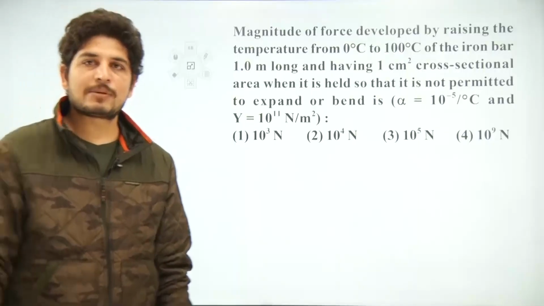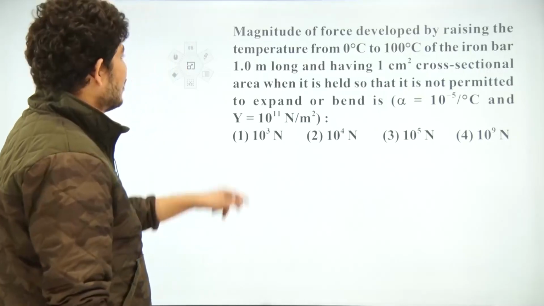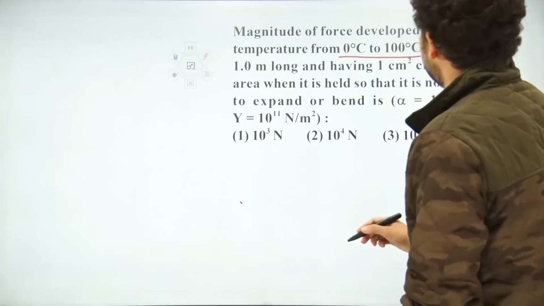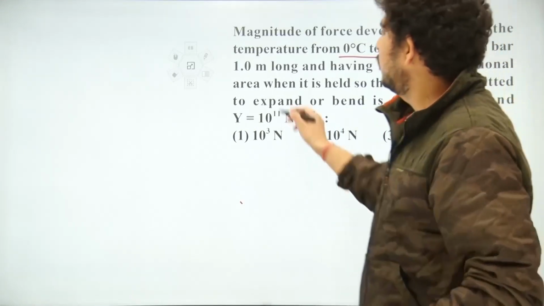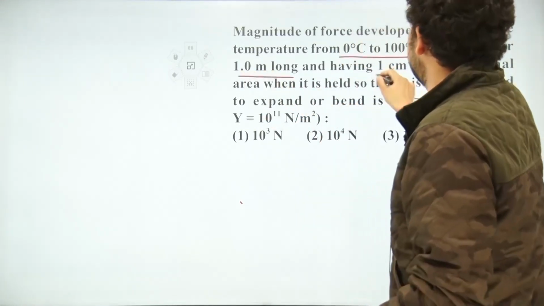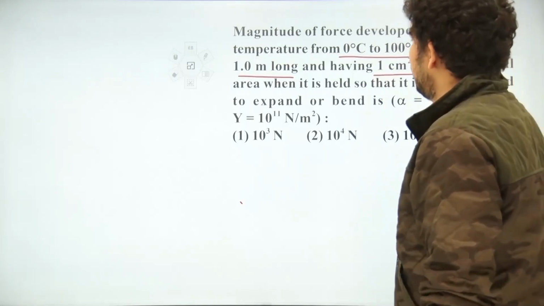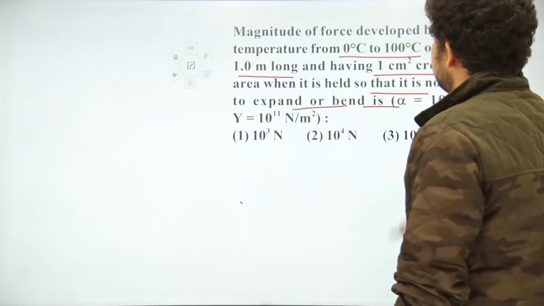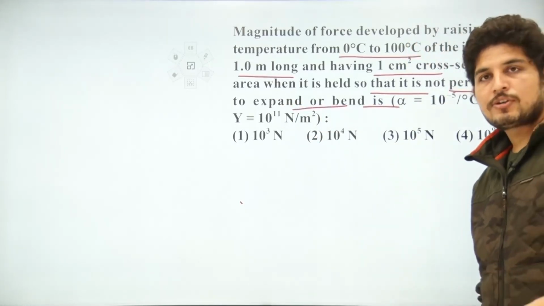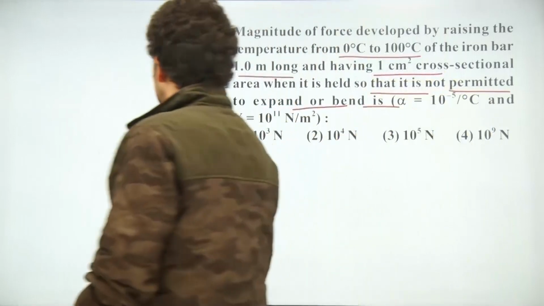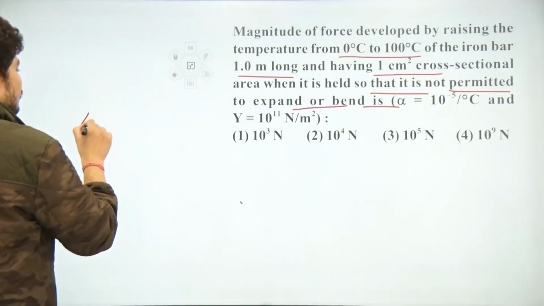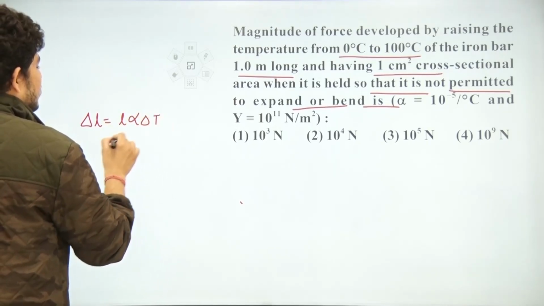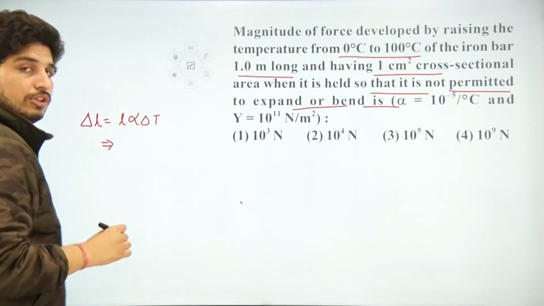Hello dear students, let's start the problem. The magnitude of force developed by raising the temperature from 0 degree to 100 degree of an iron bar 1 meter long and having 1 centimeter square cross sectional area, when it is not permitted to expand or bend, is? If it is not permitted to expand or bend, what will the change in length be? The change in length will be L alpha delta T.